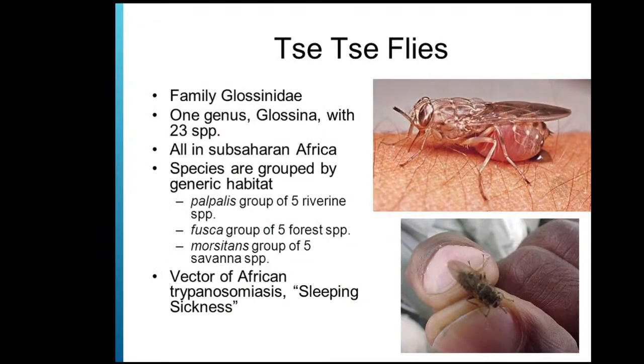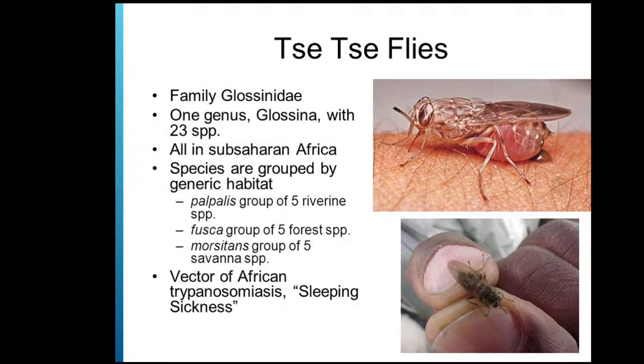The next organisms are from the family Muscidae, this is the tsetse fly. Most of you study the tsetse fly because it is a vector for Trypanosoma brucei gambiense. The tsetse fly is a fly from the family Glossinidae, and the genus of the tsetse fly is Glossina. Glossina palpalis is the specific vector for Trypanosoma brucei gambiense. Glossina morsitans is the specific vector for Trypanosoma brucei rhodesiense.